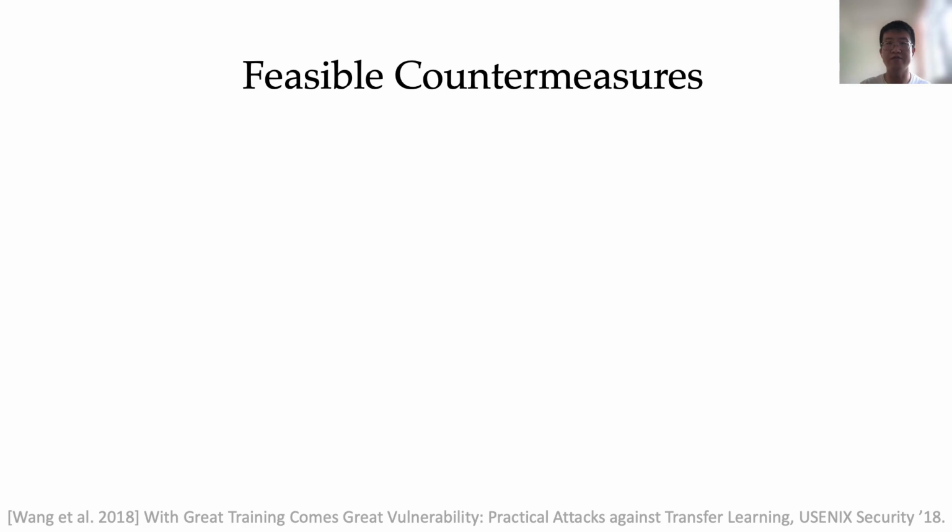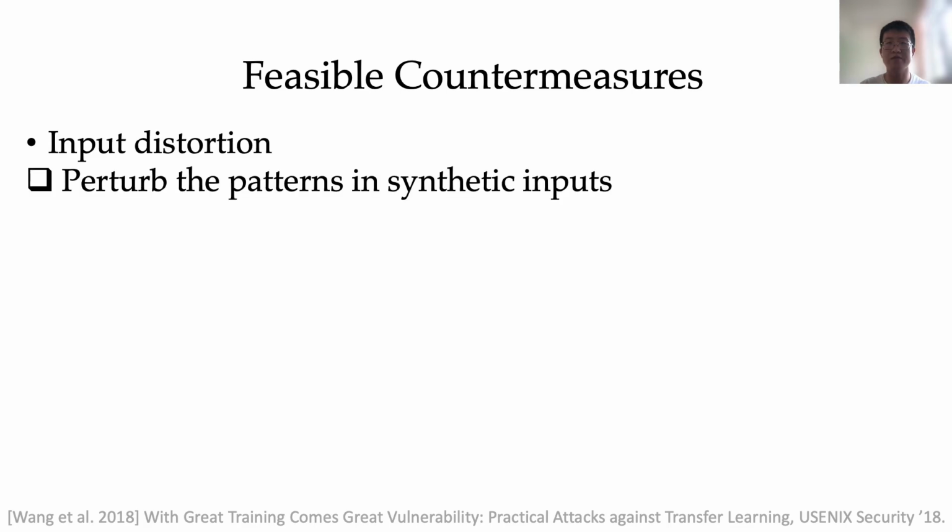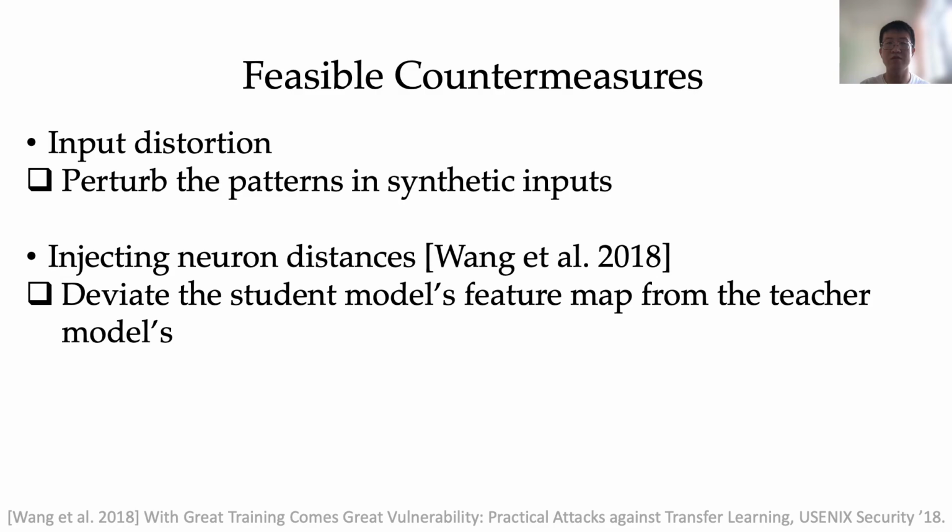So at the end, I would like to give two feasible countermeasures. First, we can distort inputs by inserting small random noise or perform image transformations like image cropping and resizing. It can destroy the patterns in synthetic inputs. Second, we can use the method called injecting neural distances to make the student model's feature map different from the teacher models. It requires modifying the pre-trained weight, which may introduce extra training costs.